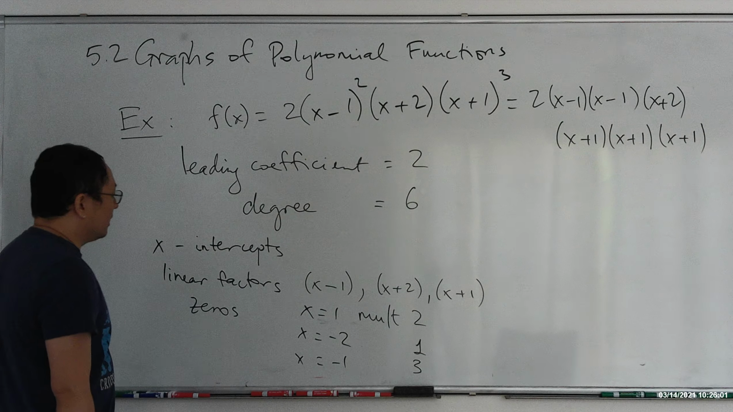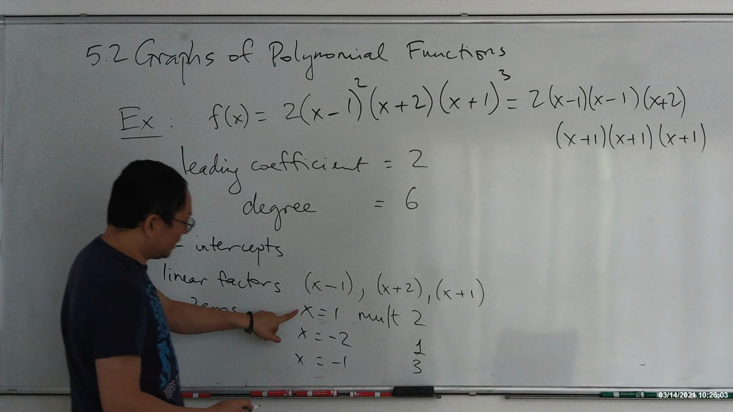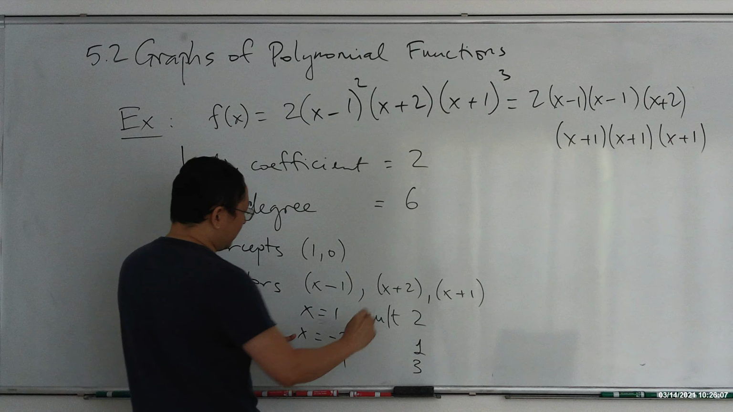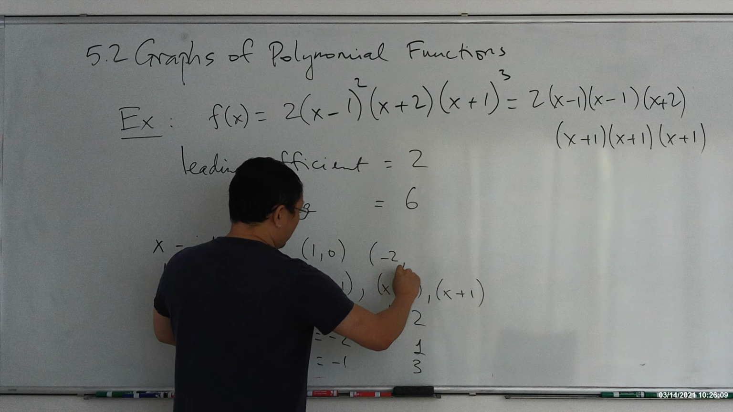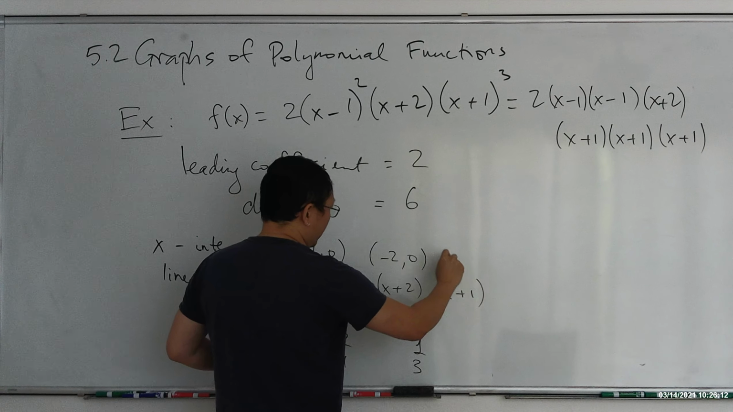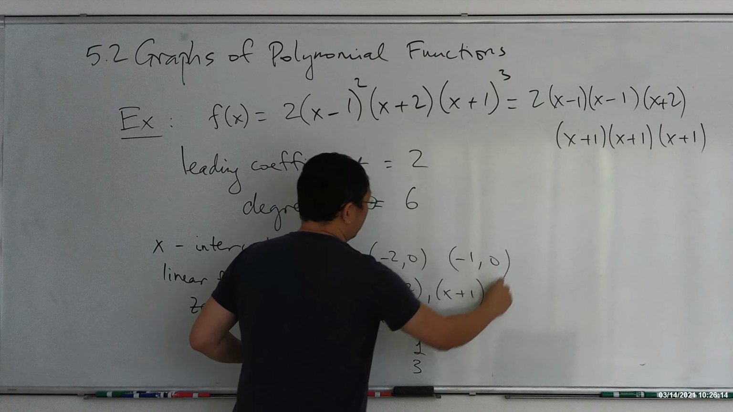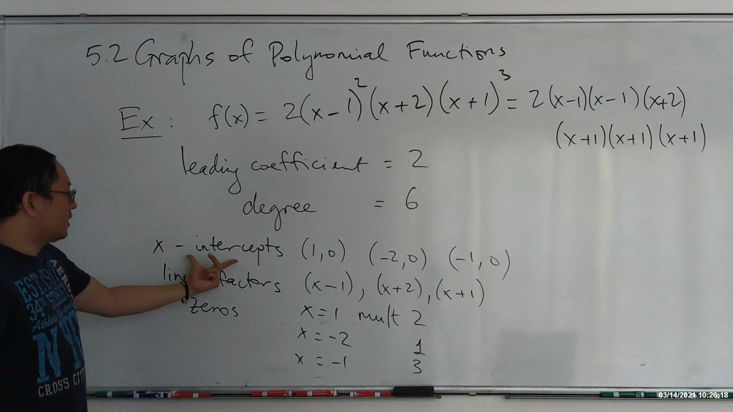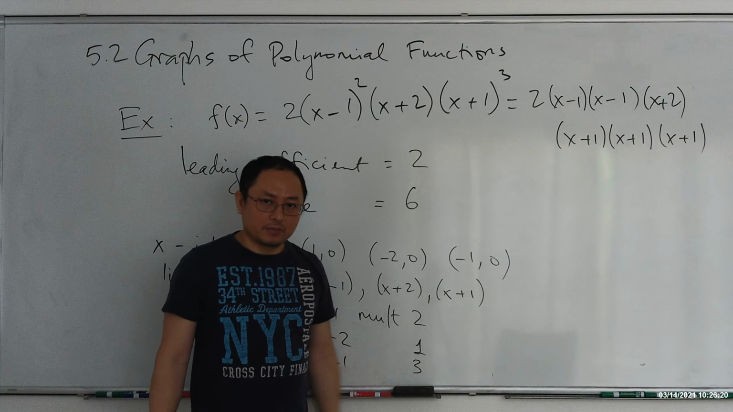It's a match-up. And then you have 3 x-intercepts. X equal to 1, the intercept is (1, 0). X equal to -2, the intercept is (-2, 0). And then x equal to -1, you got (-1, 0). So in this section, we are focusing on the graph. That's why I put the intercepts first. You have 3 intercepts, okay?